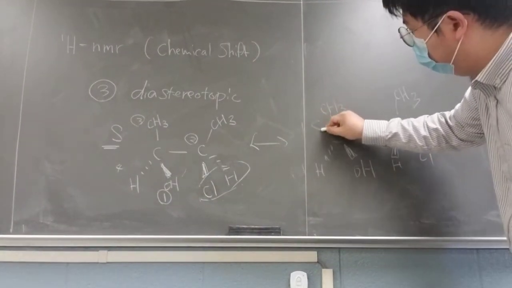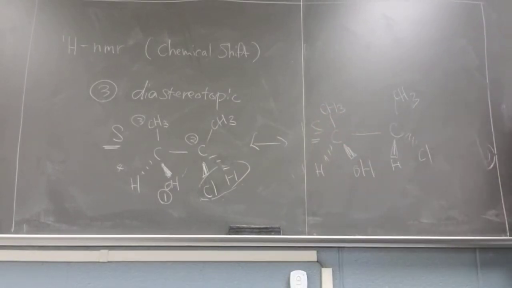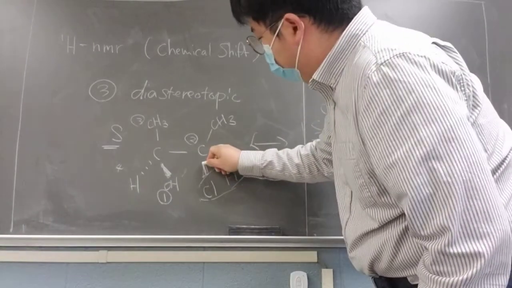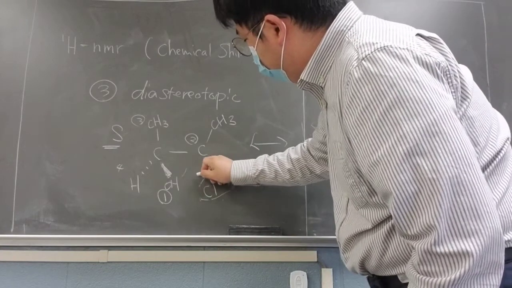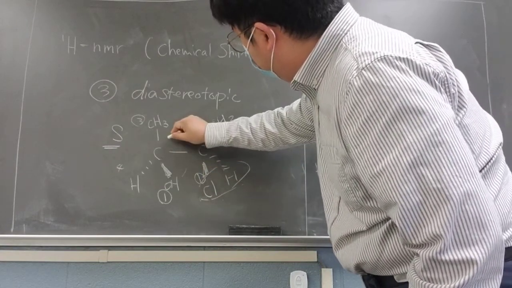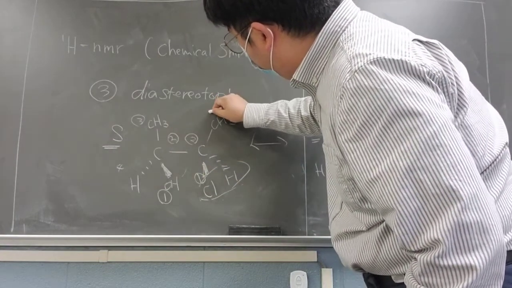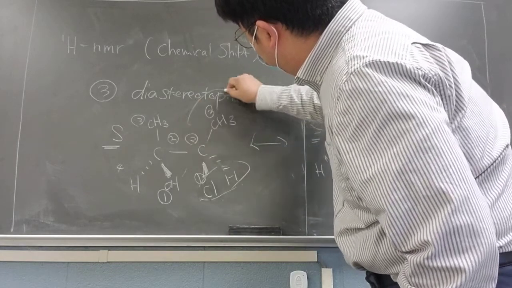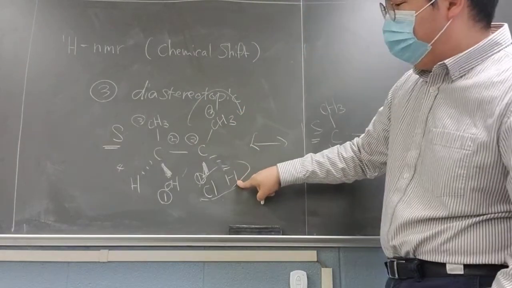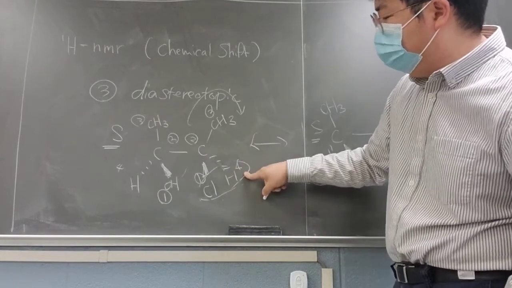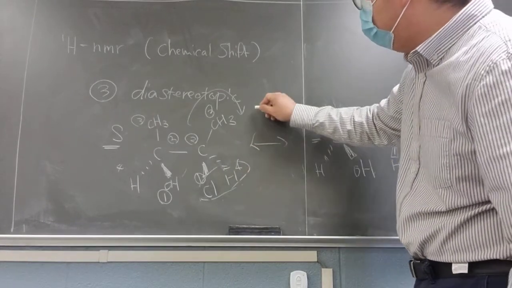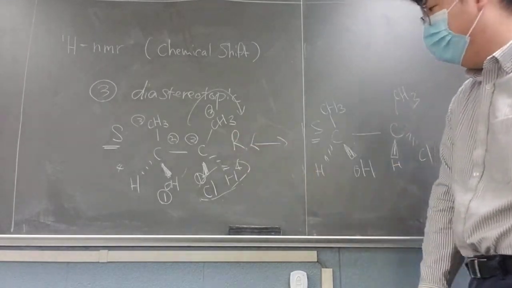So this is also S. We don't have to do this, it's the same. Okay. But this one, let's try to do 1, 2, 3. So it's going clockwise over here, and hydrogen is already on the back, which is the number 4. So you don't have to change anything. The R over here. Okay.